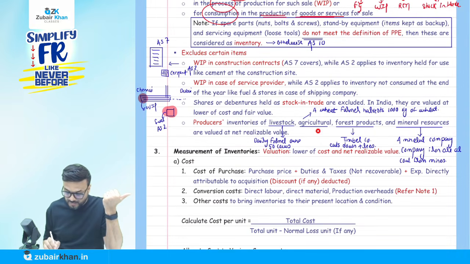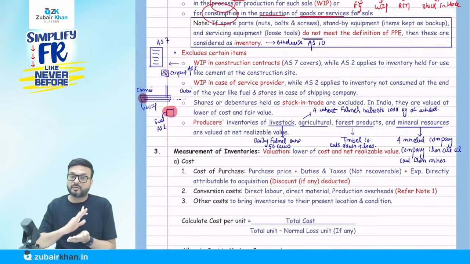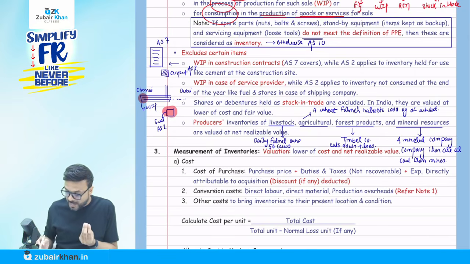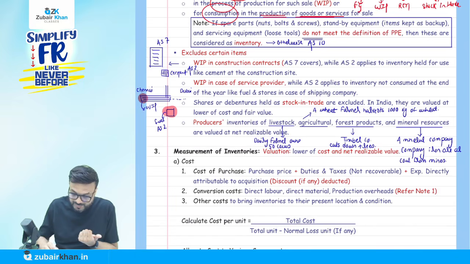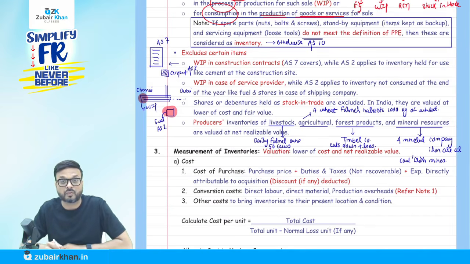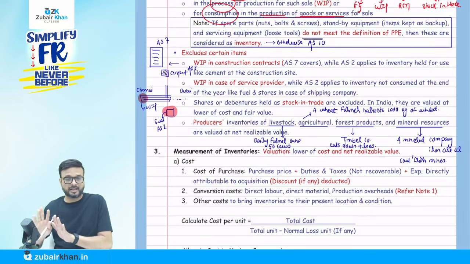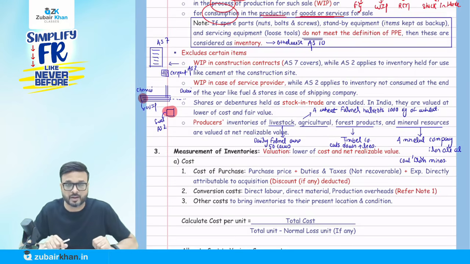Then agricultural produce, for example a wheat farmer harvests 1000 kg of wheat. That inventory is also not covered here. Forest product, like a timber company cuts down trees, that is forest product, and it will also not be covered under Accounting Standard 2. And mineral resources, like a mineral company extracting iron ore or coal from mines, will also not be covered here. So they say producers' inventories of livestock, agricultural, forest product and mineral resources are, as a general practice, valued at NRV, but they are not covered under Accounting Standard 2.